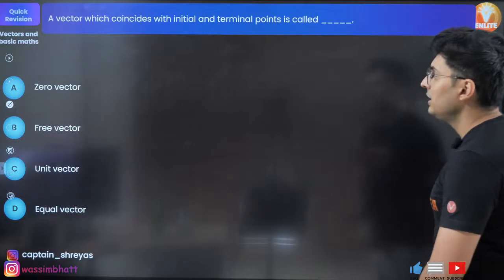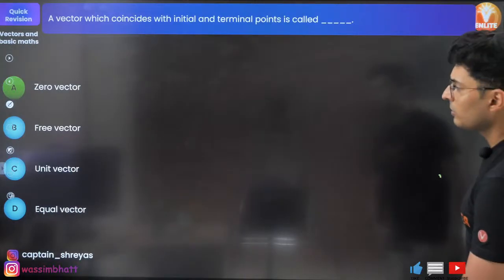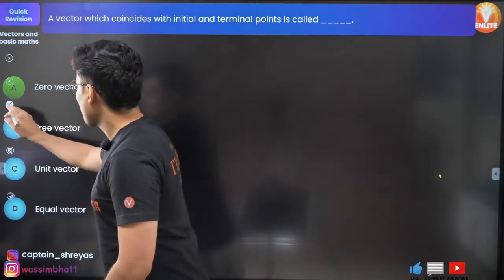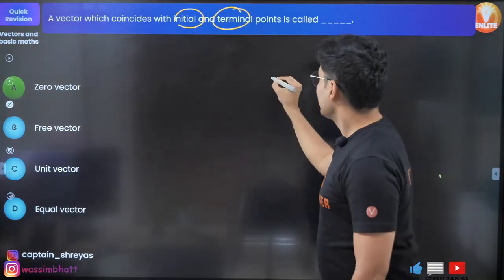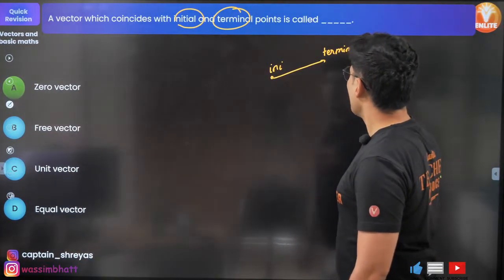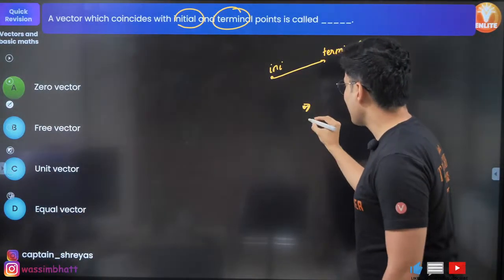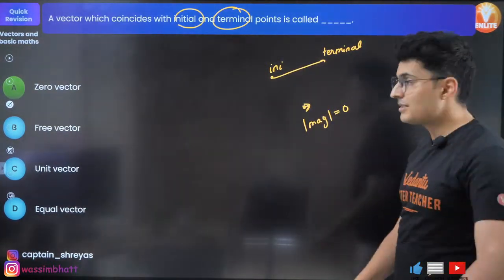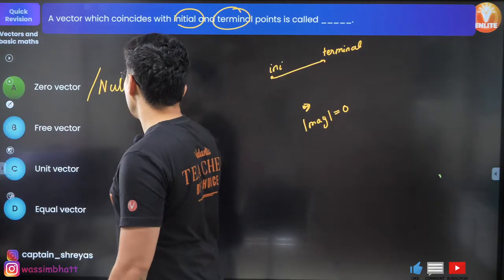D, are you sure? I doubt it, guys. The vector which coincides with initial and terminal points. Oops, where did it go? Oh, it's the zero vector. It's right over here. Guys, I'm not sure why you said D. It is not D. A vector which coincides with initial and terminal points: this is the initial, this is the terminal. If both these points are the same, that means the magnitude of such a vector is 0. The length of such a vector is 0. Hence, it will be a zero vector, or you can also call it a null vector.